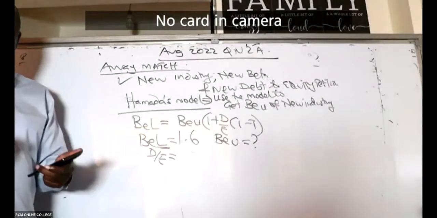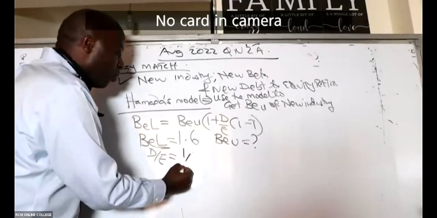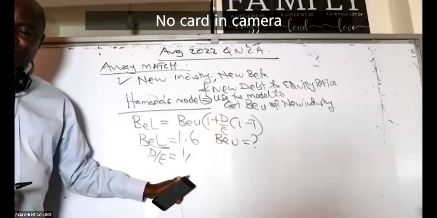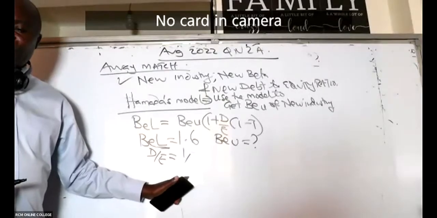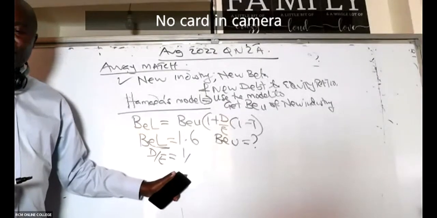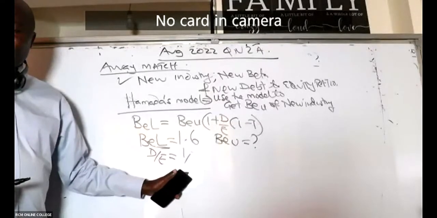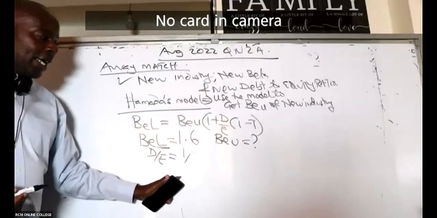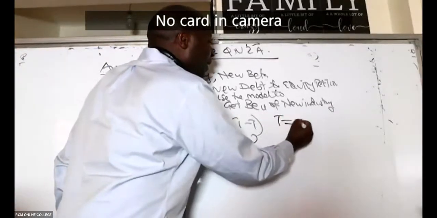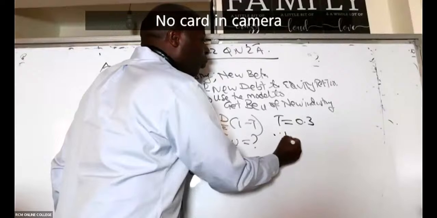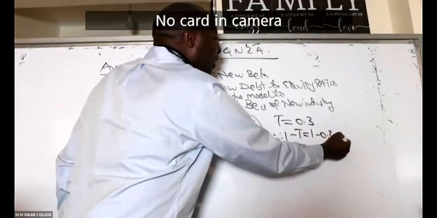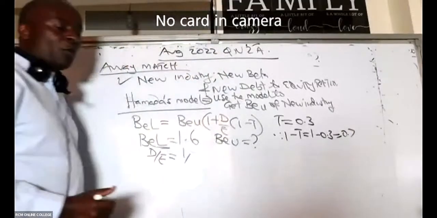But now, you write it like this, 1/2, because debt is 1 and equity is what here? 2. Up to here, are we following? All right, great. And in this question, they have given us the rate of tax. Tax is 0.3. Therefore, 1 minus t will be 1 minus 0.3, which gives me 0.7.